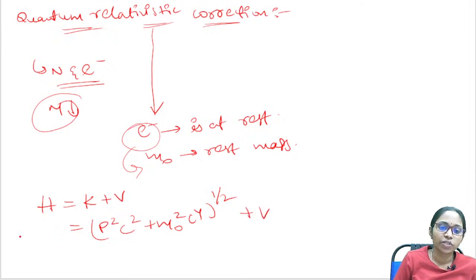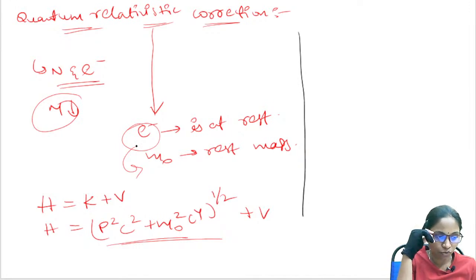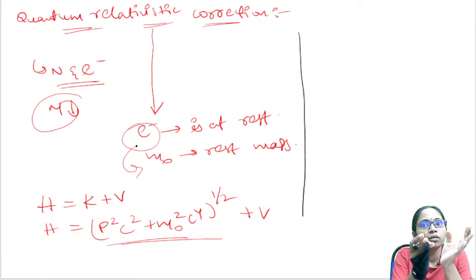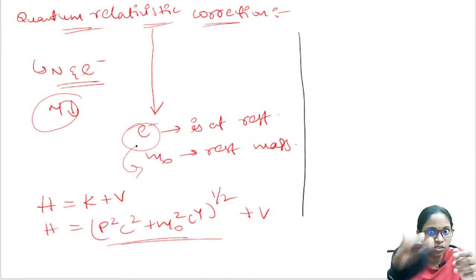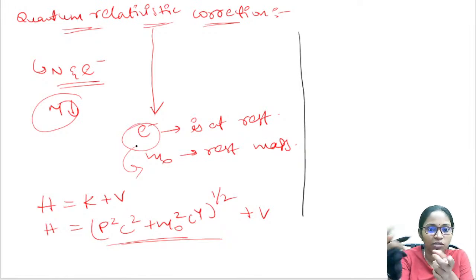V is the potential energy. This is the relativistic kinetic energy. Here I am not going to solve this equation. My intention is to make clear that there is a change in energy because of the rest mass of the electron. The energy will be different when the electron is in motion from the electron which is at rest. Both the energies will be different.